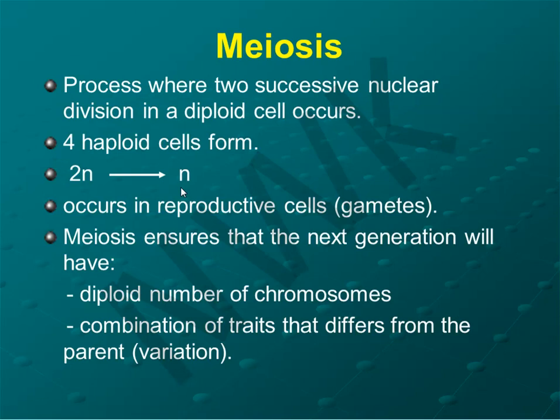So what is the importance of meiosis? Meiosis ensures that the next generation will have a diploid chromosome number. Why? Imagine if the gametes formed are not haploid but diploid. So now a diploid ovum fertilized with a diploid sperm will form a 4N zygote. So this is already double the amount in the parent.